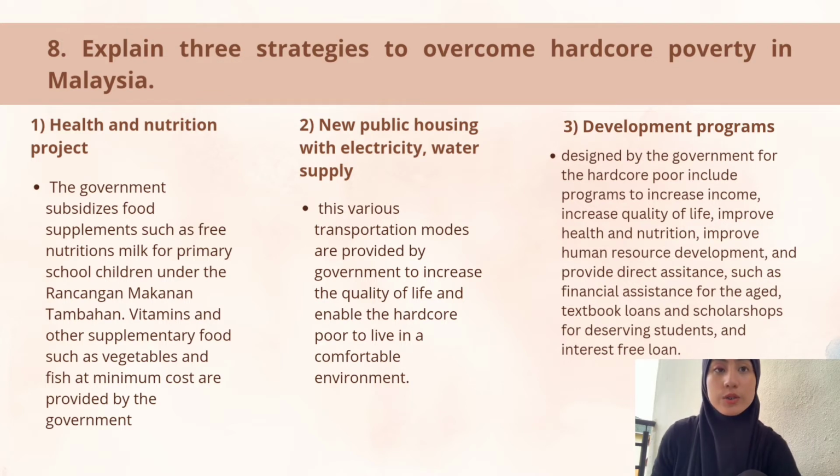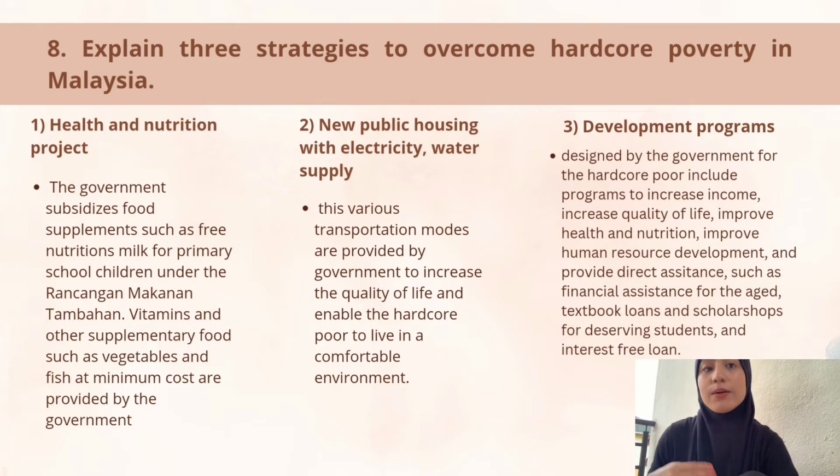So I will continue to the next question: explain 3 strategies to overcome hardcore poverty in Malaysia. So we have 3 strategies. The first one is health and nutrition projects. The government subsidizes food supplements such as free nutritious milk for primary school children under the Rancangan Makanan Tambahan.